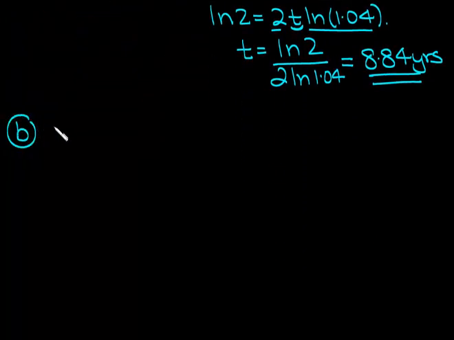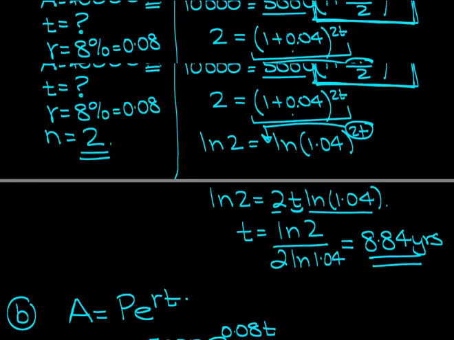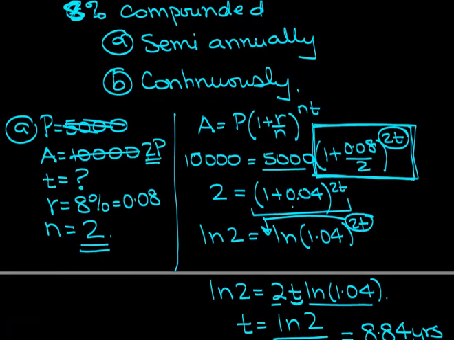My numbers are all the same. P and everything is the same, so we just use a new formula. So I get A is equal to P e to the RT. So we get 10,000 is equal to 5,000 e to the 0.08t. Okay, so that's what we have.